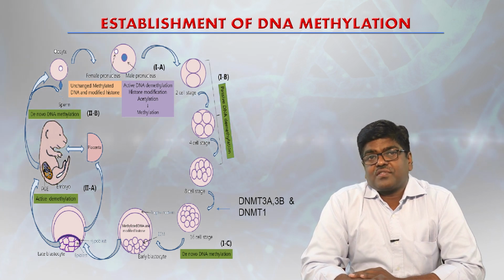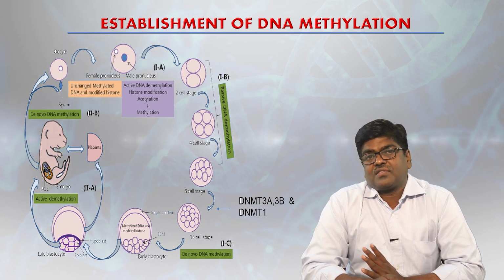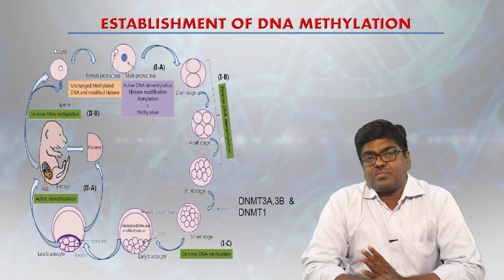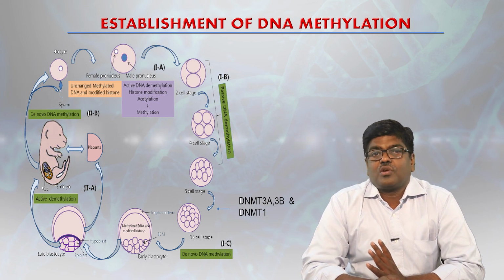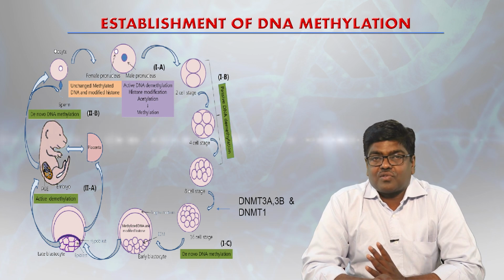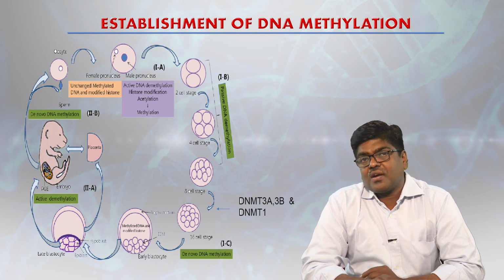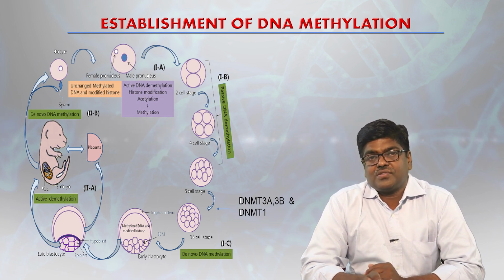And histone modification: the DNA is organized into histones. Upon histone modification, they become euchromatin or heterochromatin, tightly packed chromosomes. Non-coding RNAs are RNAs which also regulate gene expression.